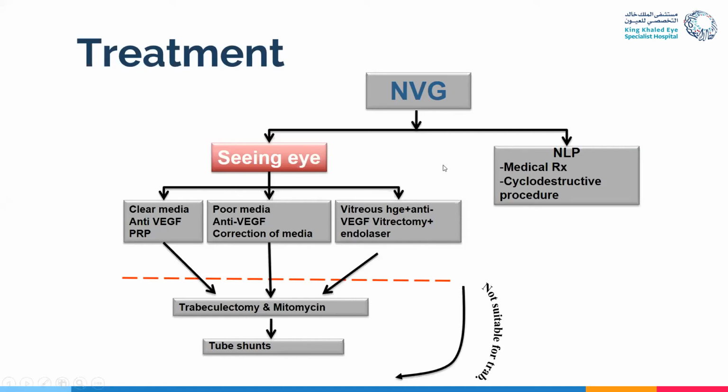In this case, once there is a vitrectomy, I don't think it is wise to go for trabeculectomy. I will go for tube surgery, tube shunt. So this is just a summary of how I approach a patient with NVG, an unseeing eye or a seeing eye. So this is very important.